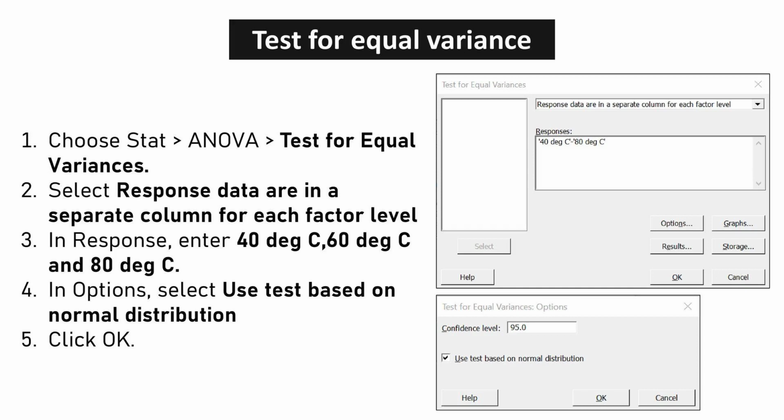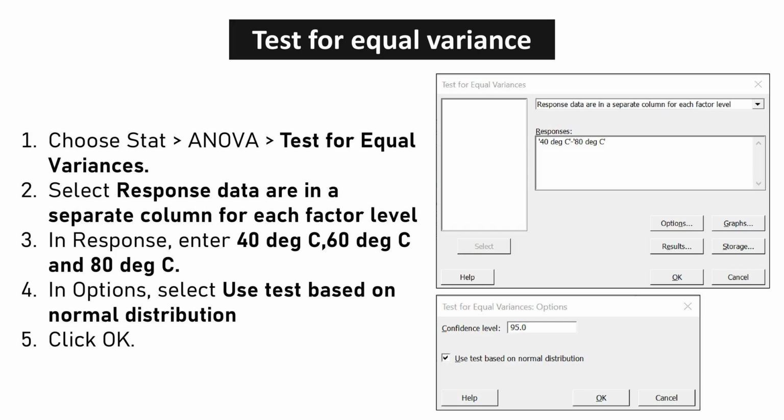Choose Stat, ANOVA, Test for Equal Variances. Select response data are in a separate column for each factor level. In response, enter 40 degrees C, 60 degrees C and 80 degrees Celsius. In options, select Use test based on normal distribution.